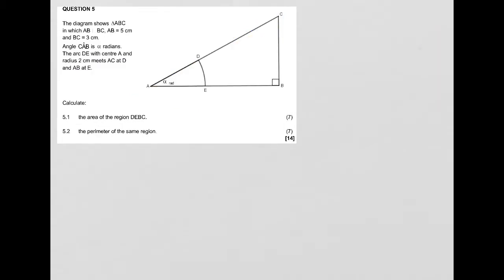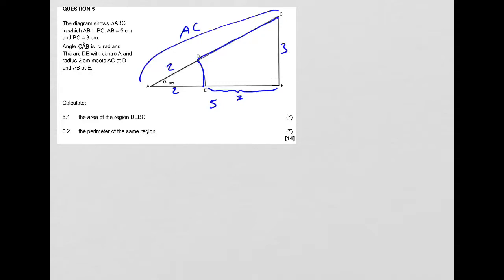Right, question 5.2, the perimeter of the same region. So let's just transfer the values that we already have. We know that this is 3 and that is 5. We also know that the radius AD and AE is 2 units, which means that this value at least is 3 units, 3 centimeters. And we now need to work out AC so that we can subtract the 2 from AC to get this distance. Okay, and then we'll also have to get the length of the arc.